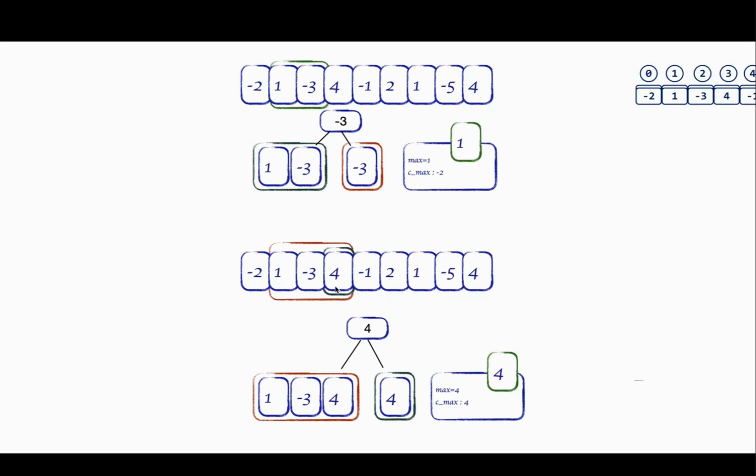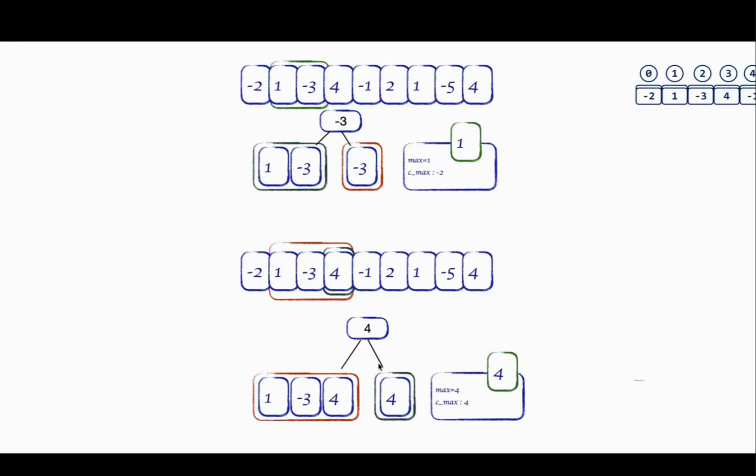So go to the next element, that is 4. For element 4, 1 minus 3 and 4, if we sum this, it is 2. And if we only consider 4, it is 4. If we compare 2 and 4, 4 is greater. So we'll consider our current window as only 4. We'll discard 1 minus 3.